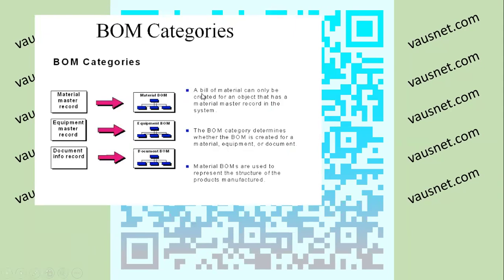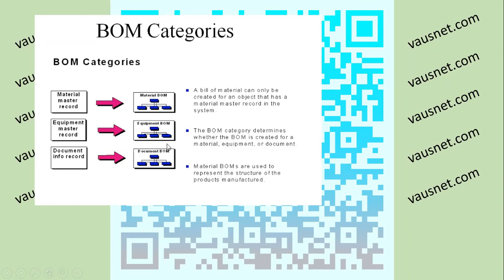So there are categories like material master record, equipment master record, and document info record. A bill of material can only be created for an object that has a material master record in the system. So you should have a material master maintained if you want to create a material BOM. The BOM category determines whether the BOM is created for a material, equipment, or document.